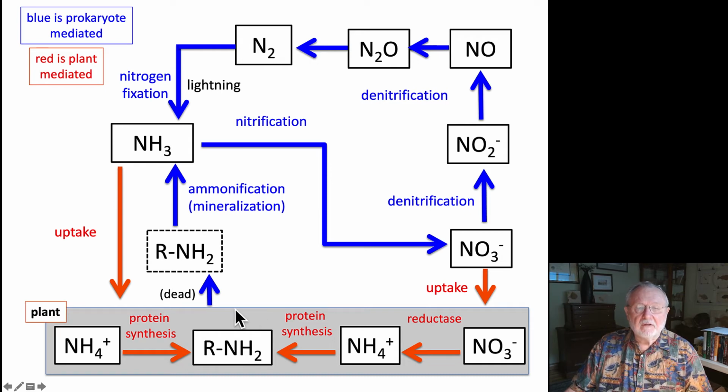The other part to complete the cycle in plants is that when a plant or animal dies, that protein is released into the environment, broken down to amino acids, and then ammonification or mineralization takes place, where that amide group is then converted to ammonium.